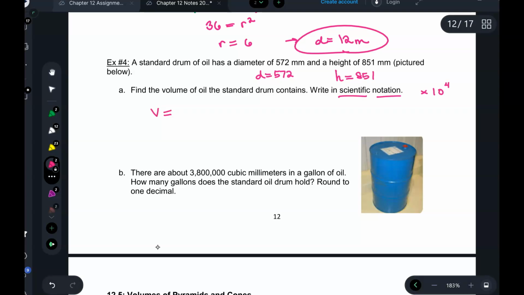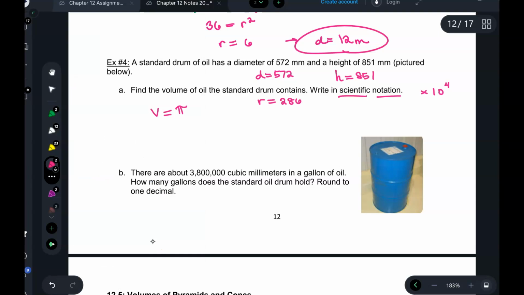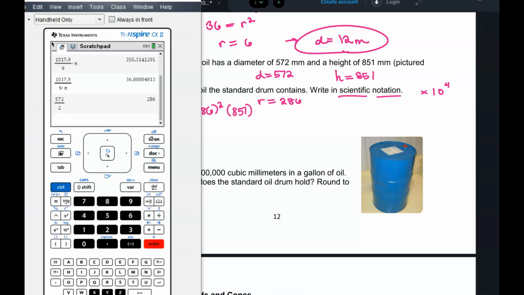First of all, if the diameter is 572, what's the radius? So 572 divided by 2 gives us 286. So it's going to be pi times 286 squared times the height. So pi times 286 squared times 851. Whoa. What's that? So in scientific notation, did I write something down wrong? No.